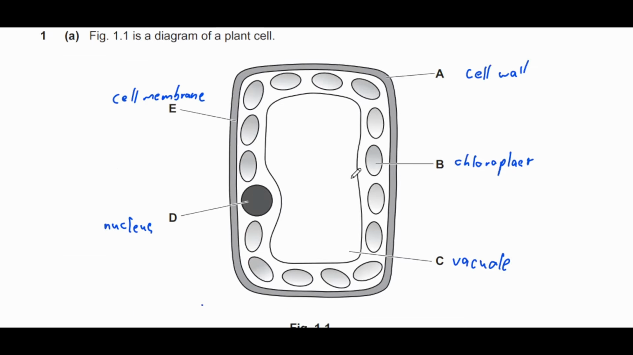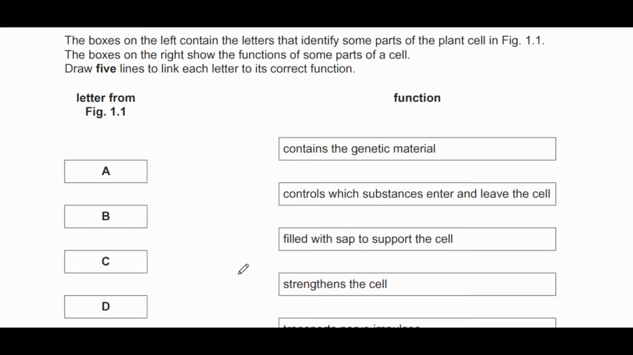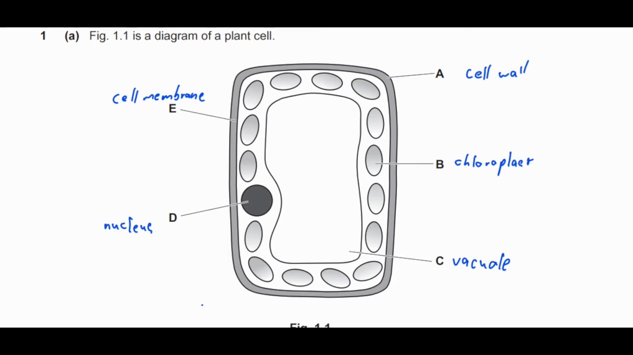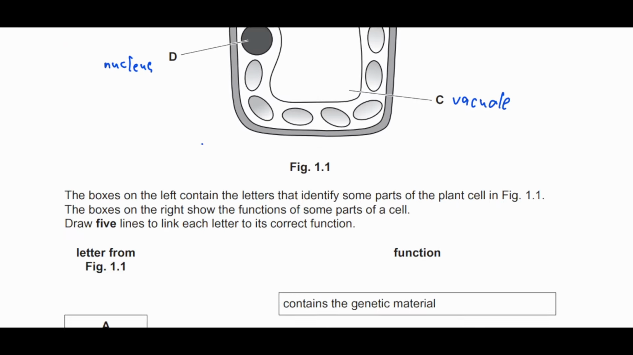So A is the cell wall. So what's the function of the cell wall? So in here, the function of the cell wall is to strengthen the cell. Okay, so you draw a straight line. A is strengthen the cell. Now B is the chloroplast. So what does the chloroplast do, right?